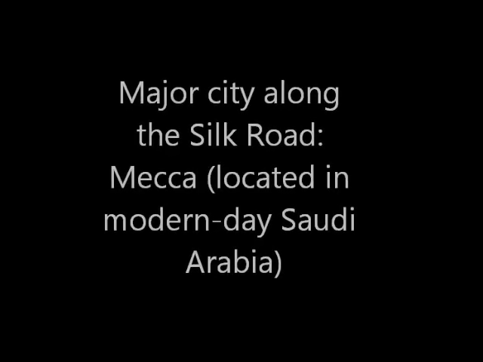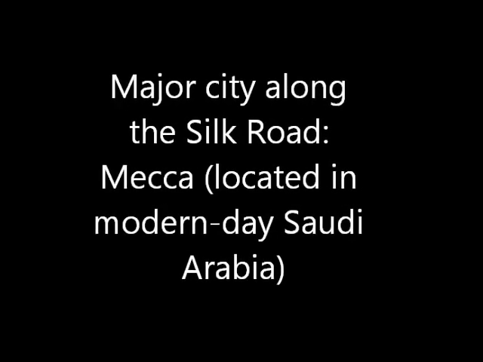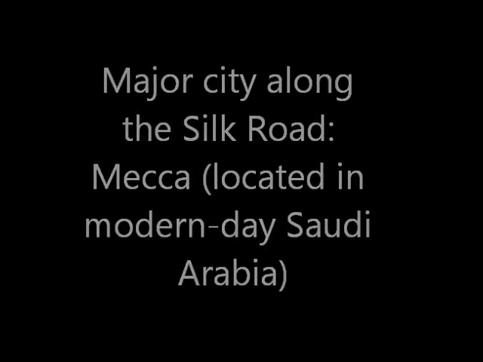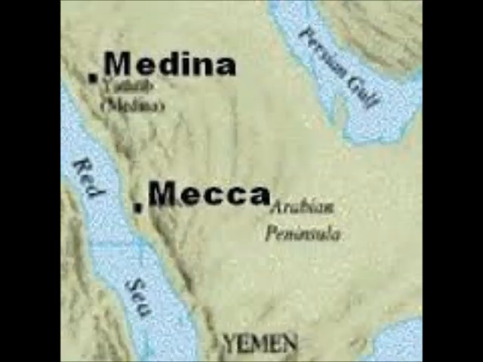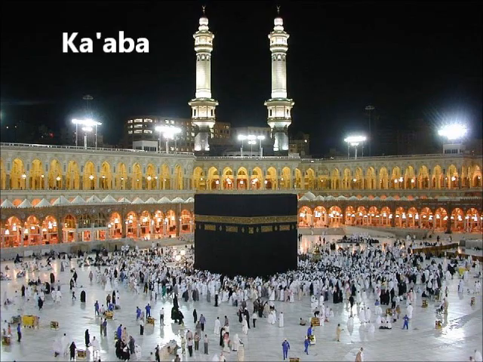A major city that emerged on the Arabian Peninsula was Mecca, spelled M-E-C-C-A, or as many people say, Mecca. Mecca has historically been a place where religious pilgrims gathered to worship. An early shrine located there, called the Kaaba, and that's spelled K-A-A-B-A, but it's pronounced Kaaba, just saying. Anyway, an early shrine called the Kaaba was located in Mecca.